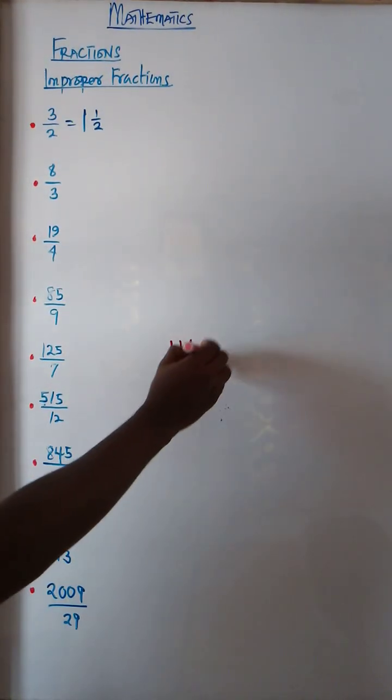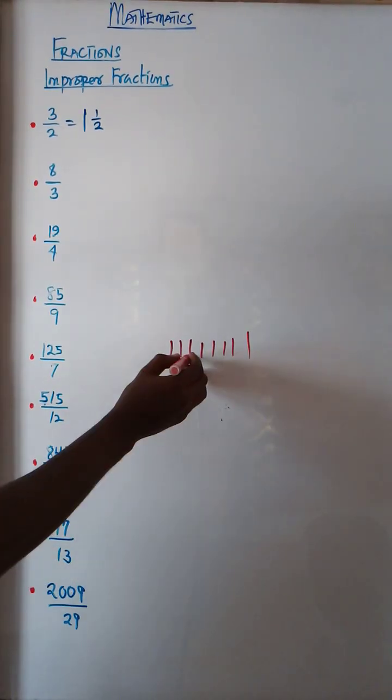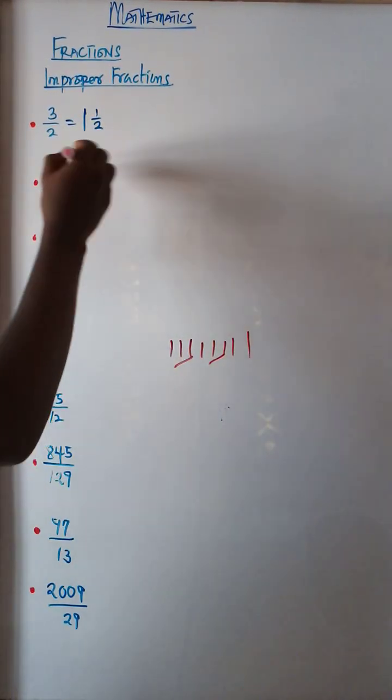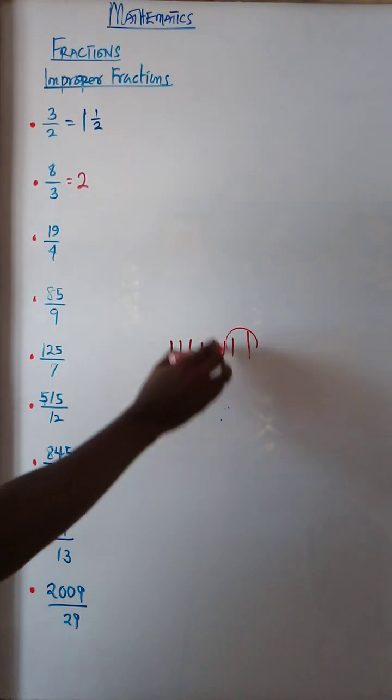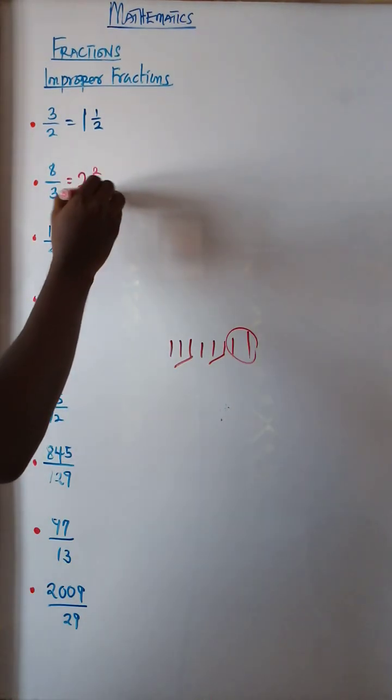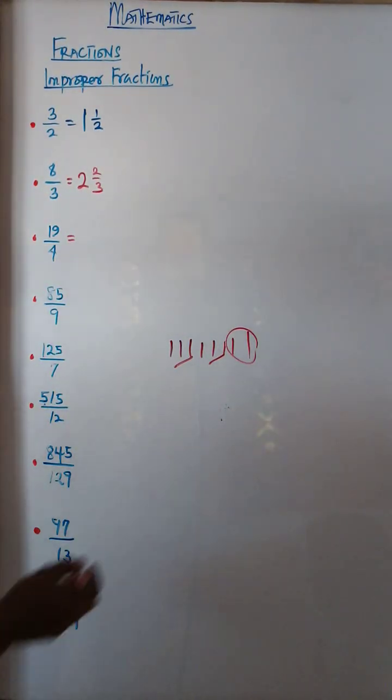1, 2, 3, 4, 5, 6, 7, 8. How many 3 do we have there? 3, 3. So 3 appears 2 times. We are left with 2 over 3. What about 19? Okay, let's continue.